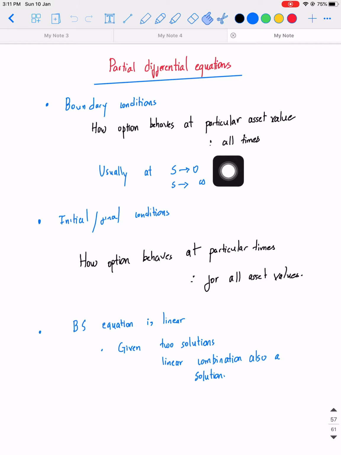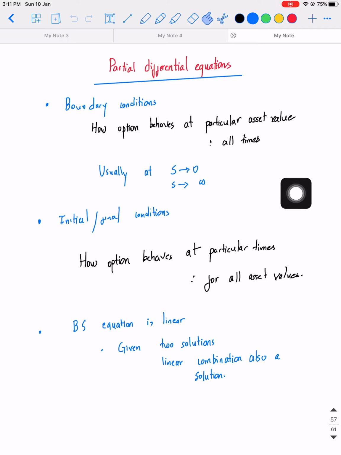These are called boundary conditions, and generally they are given at either s equal to 0 or s equal to infinity. Finally, what we also need is how the option behaves at particular times, that is, for all asset values at a particular time. These are called the initial or the final conditions. For example, the final condition tells you what the payoff is. For partial differential equations, you need initial or final conditions, and you need boundary conditions.